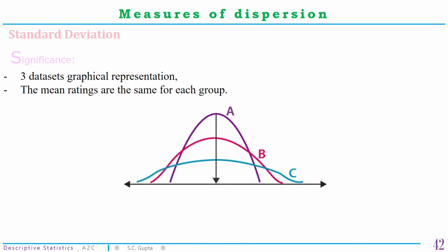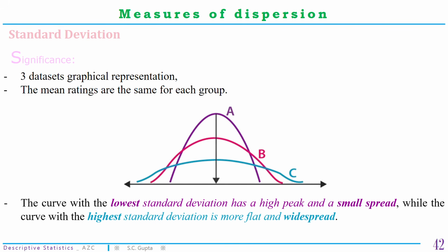There are 3 datasets. Graphical representation is present here that we had seen previously. The mean ratings are the same for each group. The curve with the lowest standard deviation has a high peak and a small spread, while the curve with the highest standard deviation is more flat and widespread.